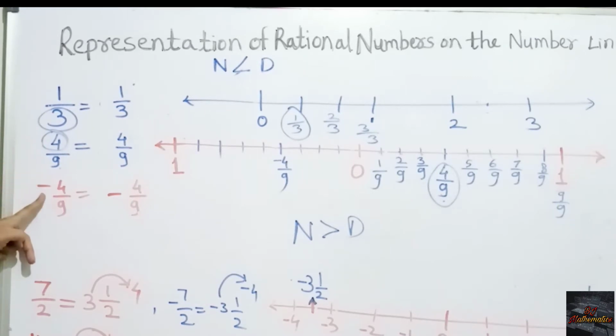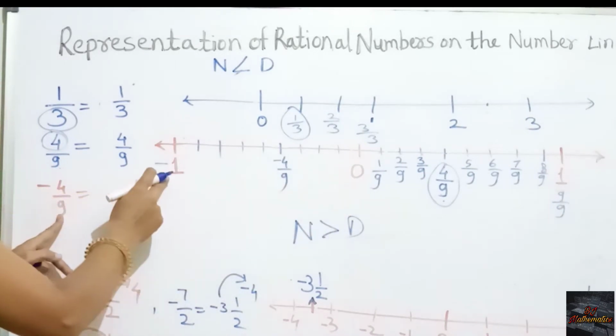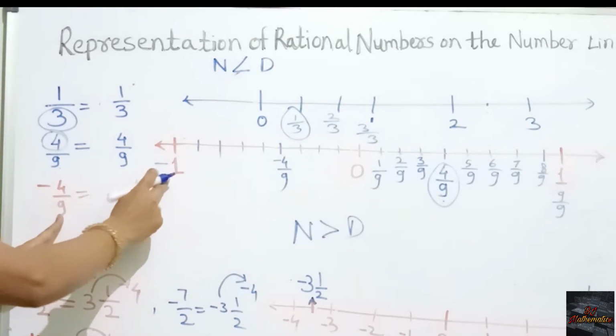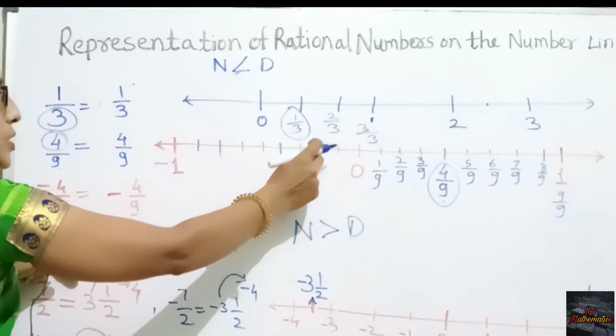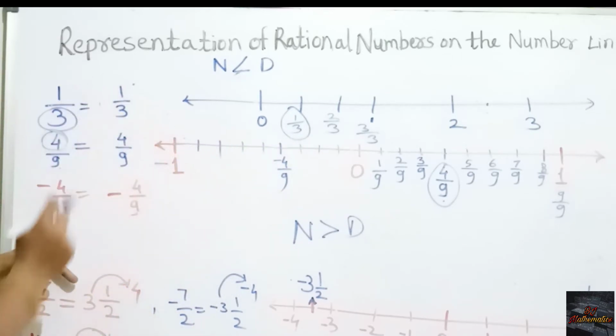And if it is minus 4 by 9, then represent it on the left of 0 in the same manner as above. It lies between 0 and minus 1. The denominator is 9, which means the distance between 0 and minus 1 is divided into 9 equal parts: 1, 2, 3, 4, 5, 6, 7, 8 and 9.